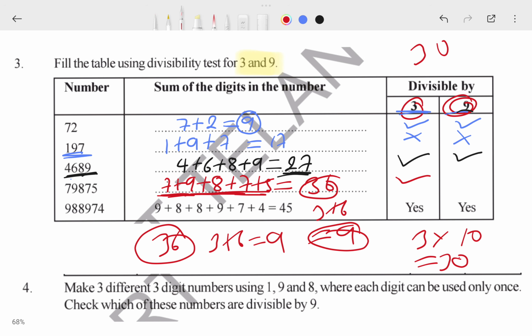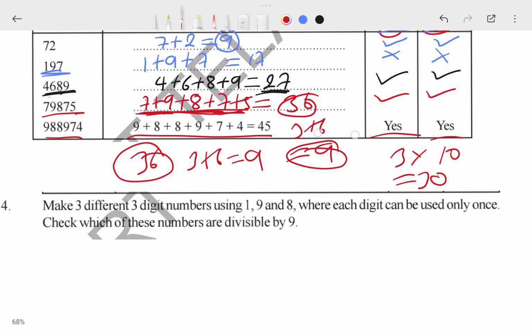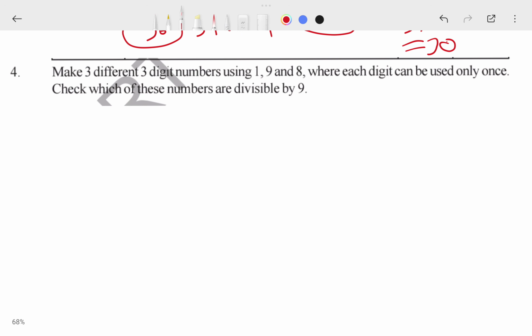Now if you check whether it is in the 9 table or not, add this one. We already added, the answer is 36. In the 9 table 36 is there. Yes, it is there. So it means that it is also divisible by 9. Okay, so this last question is already given here. The answer is yes, it is divisible. I hope it is clear to you and you don't have any doubt. Okay, so let's talk about the next one.